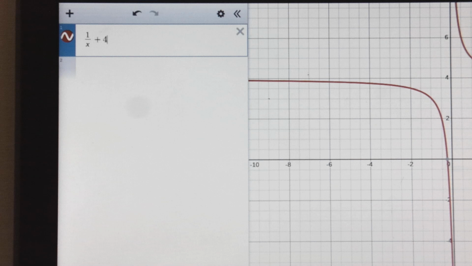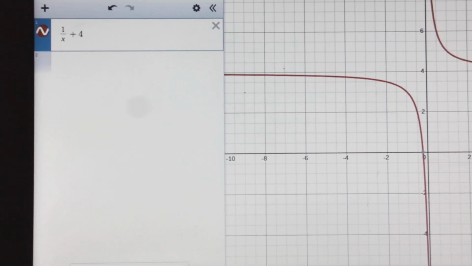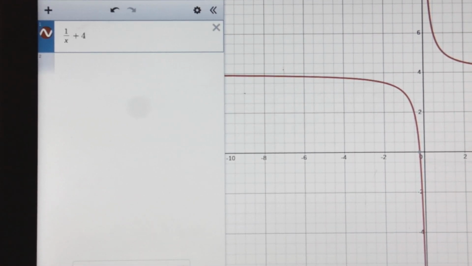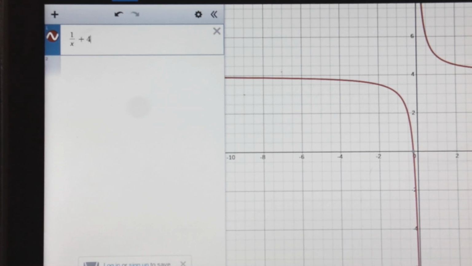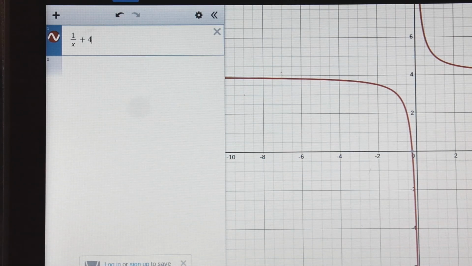Does anybody need help getting this graph to happen? You all have this graph. How do you put it over? The slash is, do you see the question mark in the bottom right corner of your keyboard?